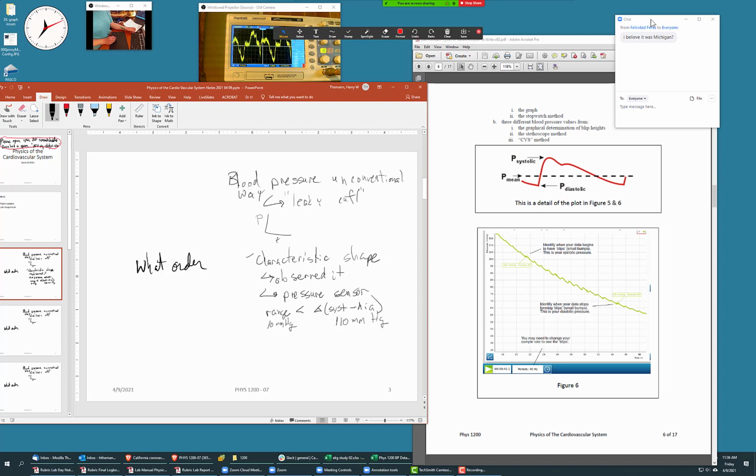So we decided we needed to do a kind of trigger on the shape to identify the systolic and the diastolic.